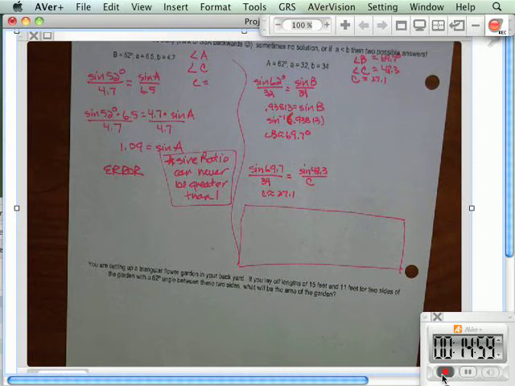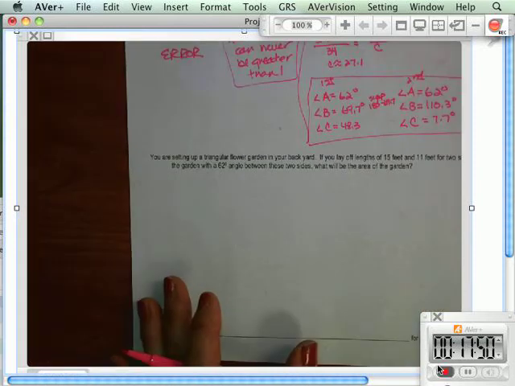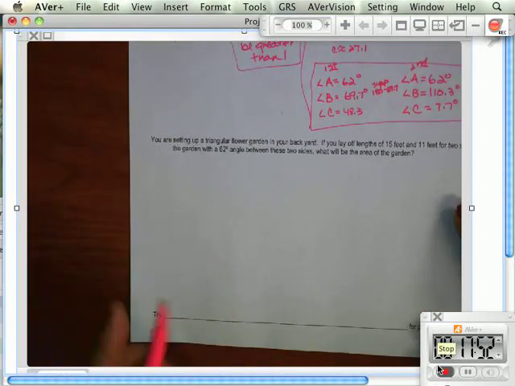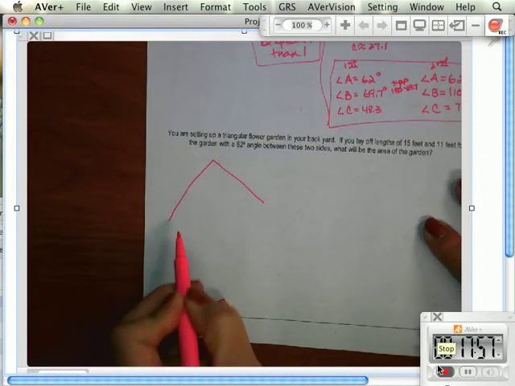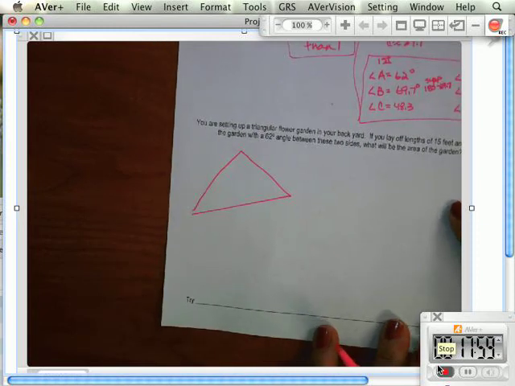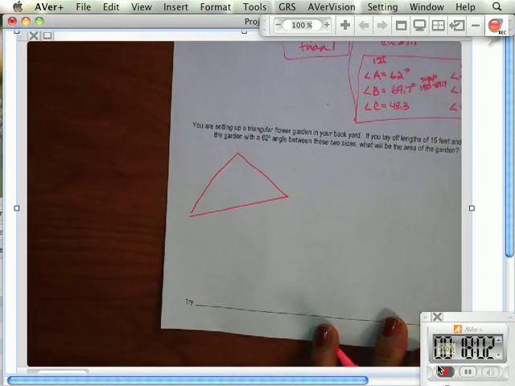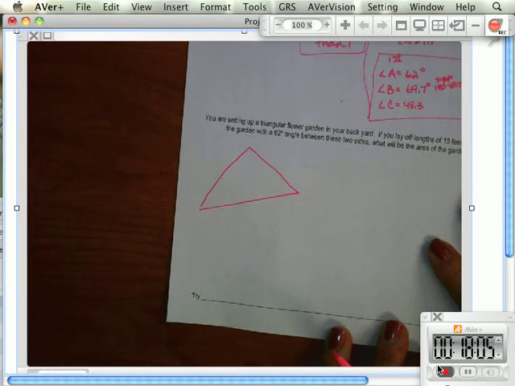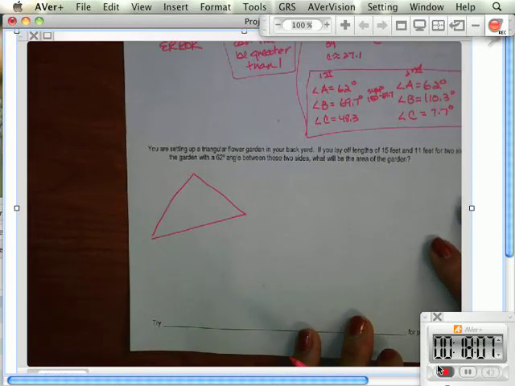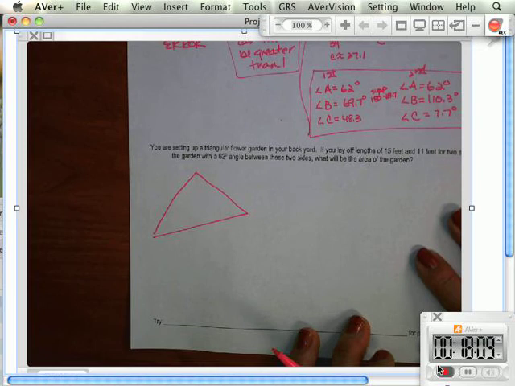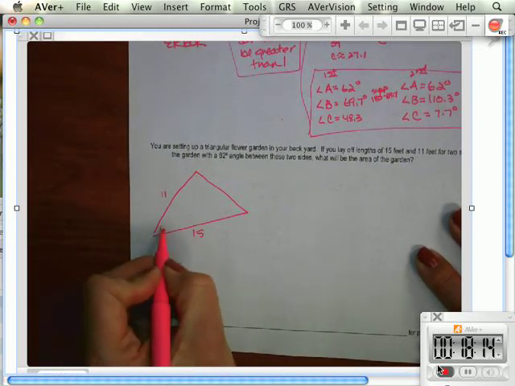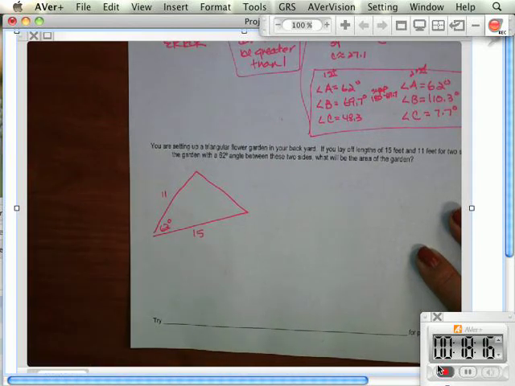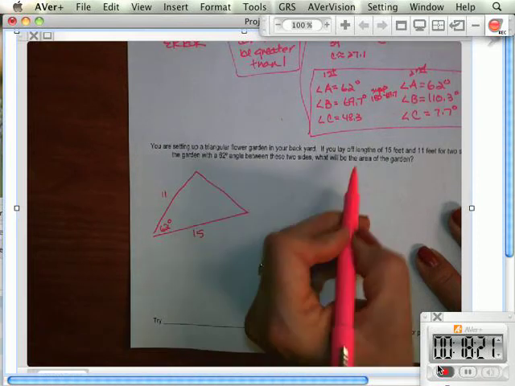Oh, we have to do a story problem. Almost done. This is pretty easy, actually. You're setting up a triangular flower garden in your backyard. If you lay off lengths of 15 feet and 11 feet for two sides of the garden, with a 62-degree angle between those two sides, however you want to draw this, 11, 15, but the 62 degrees has to be between them. What is the area of the garden? I don't know. I didn't know either.